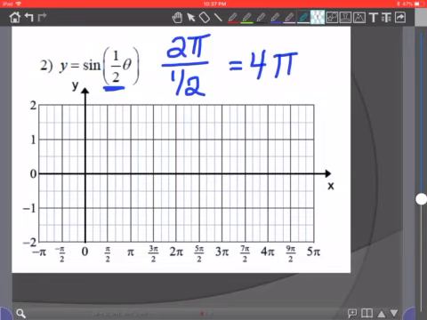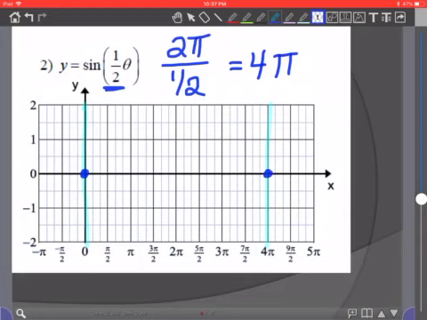Okay, so my starting point is still over here at 0. I didn't shift it left or right. But now I know that I'm stretching it out to 4 pi. Notice that we didn't have any other transformations besides the period change. So it's going to start at 0, 0, and it's going to end at 4 pi, 0.